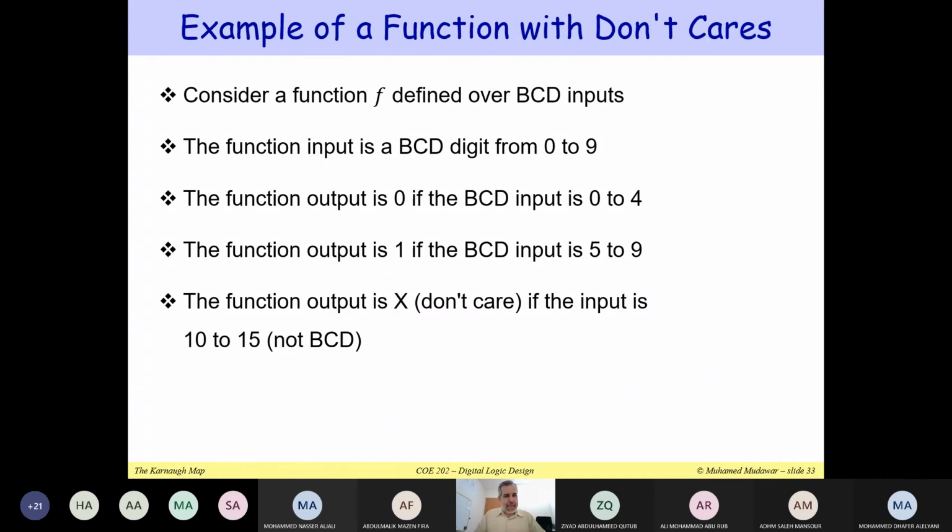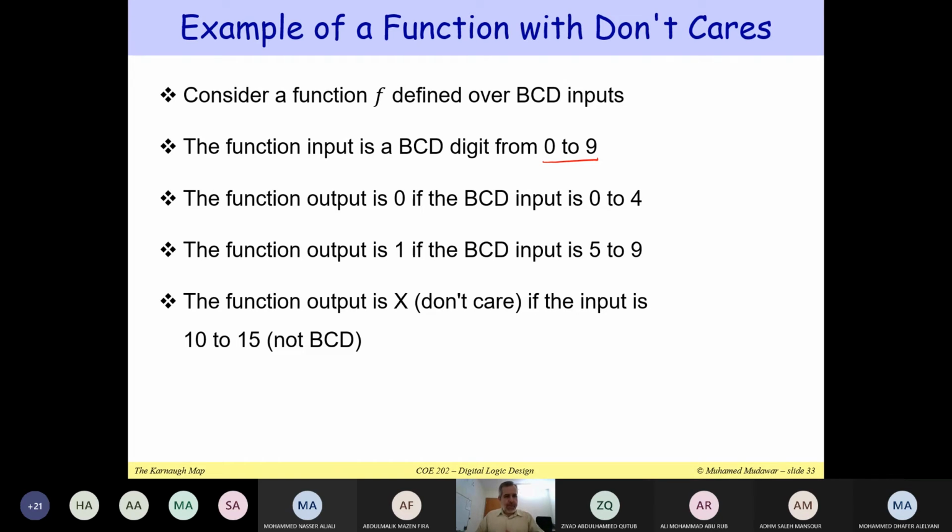Sometimes you might have a function which is defined over BCD inputs. So my input here is not in binary, it is binary coded decimal, BCD. We know that input in BCD can go from 0 to 9. We use 4 bits in BCD, but the input is only from 0 to 9. These are the only possible BCD values, but 10 to 15 do not exist. They are not really BCD inputs. Therefore, the input BCD can never be 10 to 15, so this input will never occur, and therefore the output is not defined when the input is from 10 to 15.